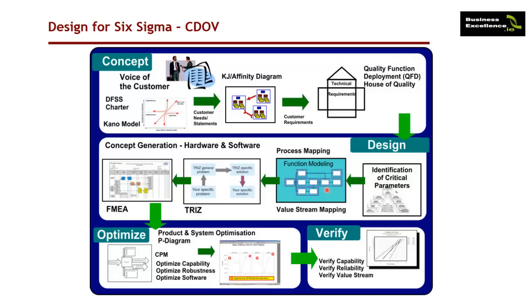The next phase is the design phase, where we identify critical parameters. We develop a high-level functional map or process map, and then we solve specific problems using trees, and also we make sure that we have taken into account any potential failure modes and potentially either eliminated their failure modes or built in redundancy. The next phase is optimize, where we try and optimize each of the components, the subcomponents of that process, to make sure it's capable for the future.